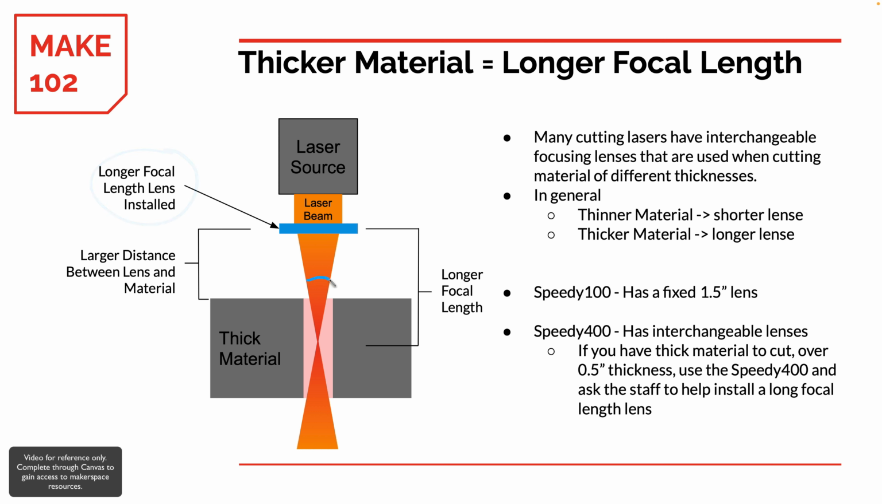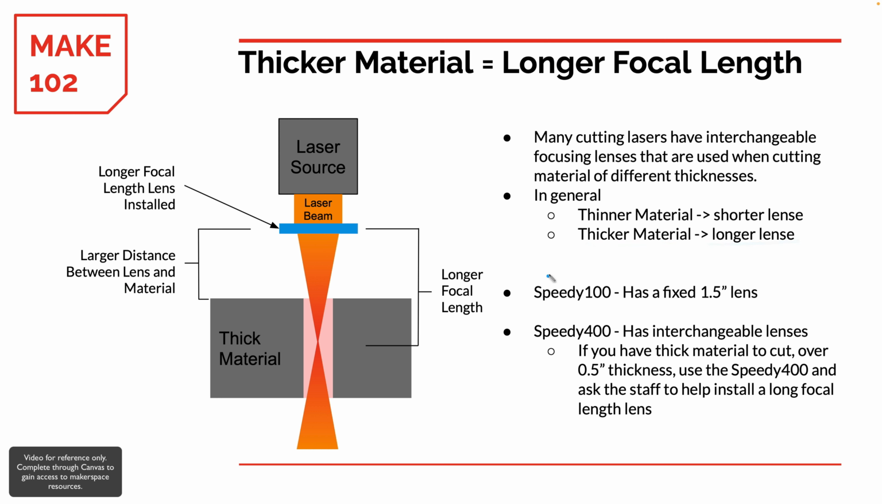This would decrease the beam angle, leading to a larger distance that can successfully be in the focal zone. This will also mean the distance from the lens to the top of the material is also longer. So if we have thinner material, we want a shorter lens. If we have thicker material, we want a longer lens.